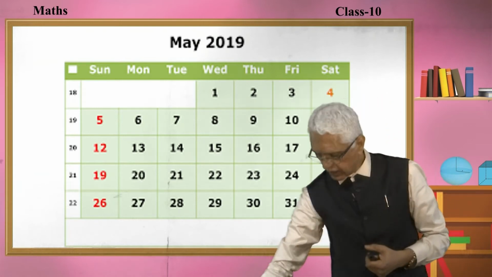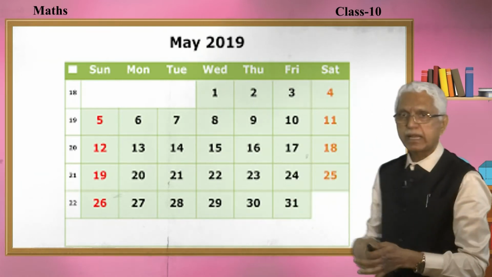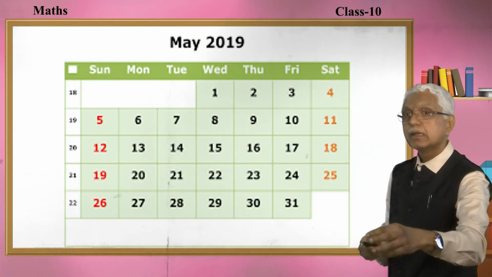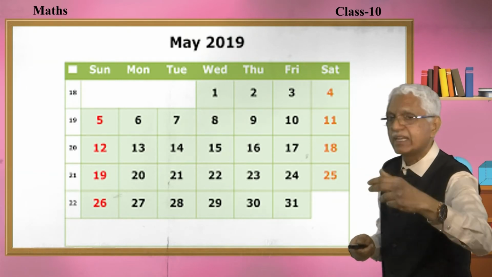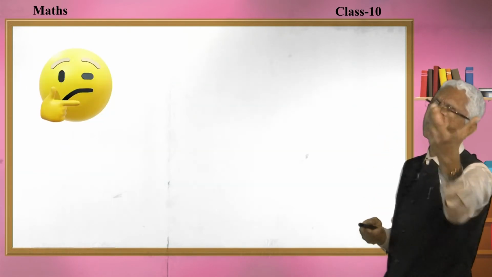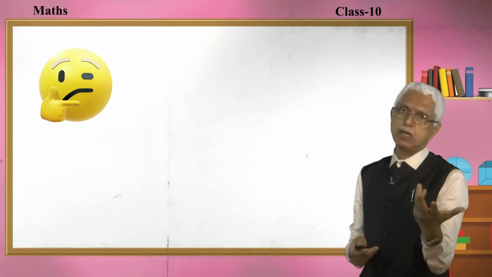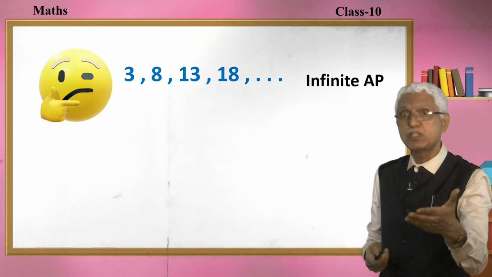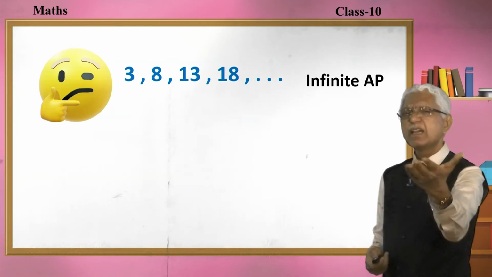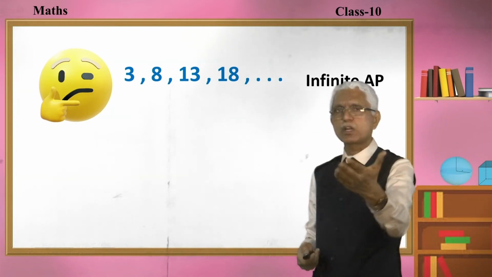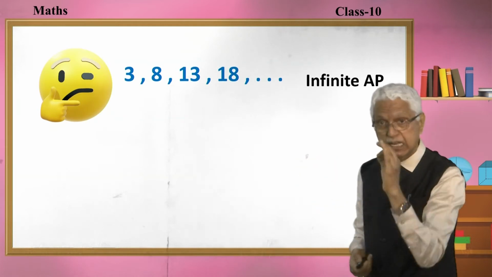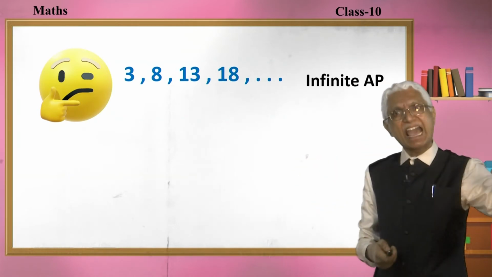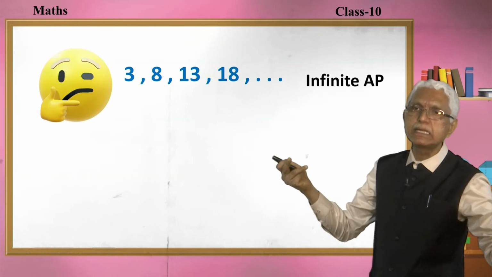Under the Friday column, if you go in the reverse order, you have 31 plus minus 7, 24, plus minus 7. So, the common difference can be positive or it can also be negative. It can even be 0, okay. Fine. Here you have got an arithmetic progression 3, 8, 13, 18, dash, dash, dash. When I put dash, dash, dash, we do not know how many terms there are.